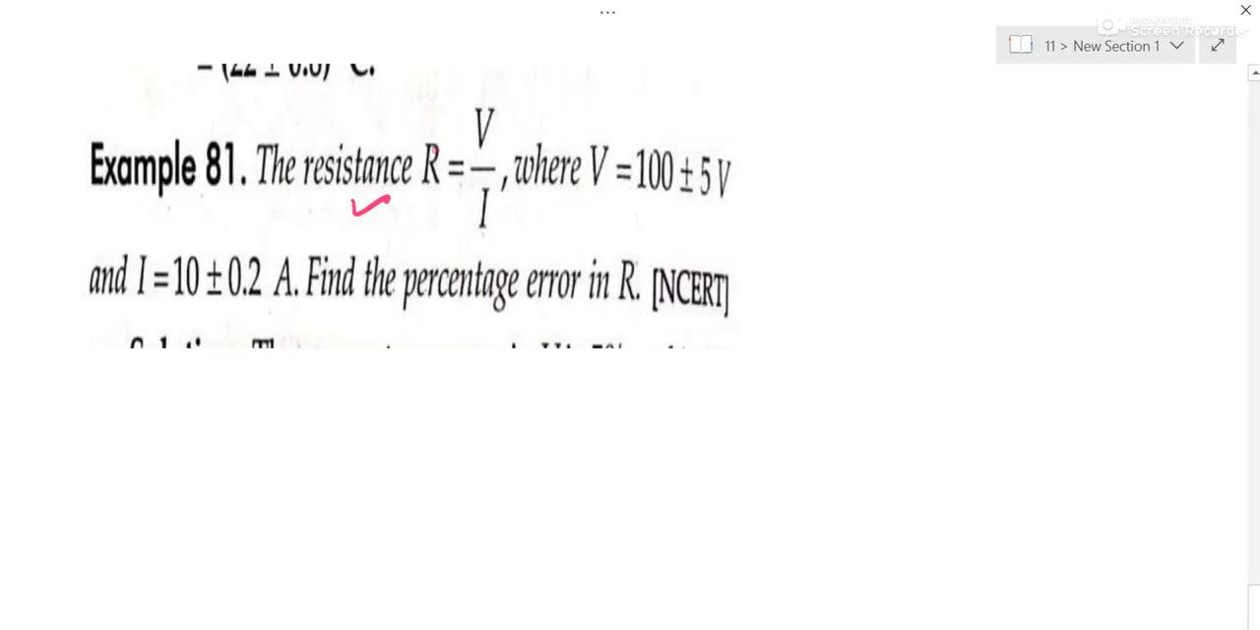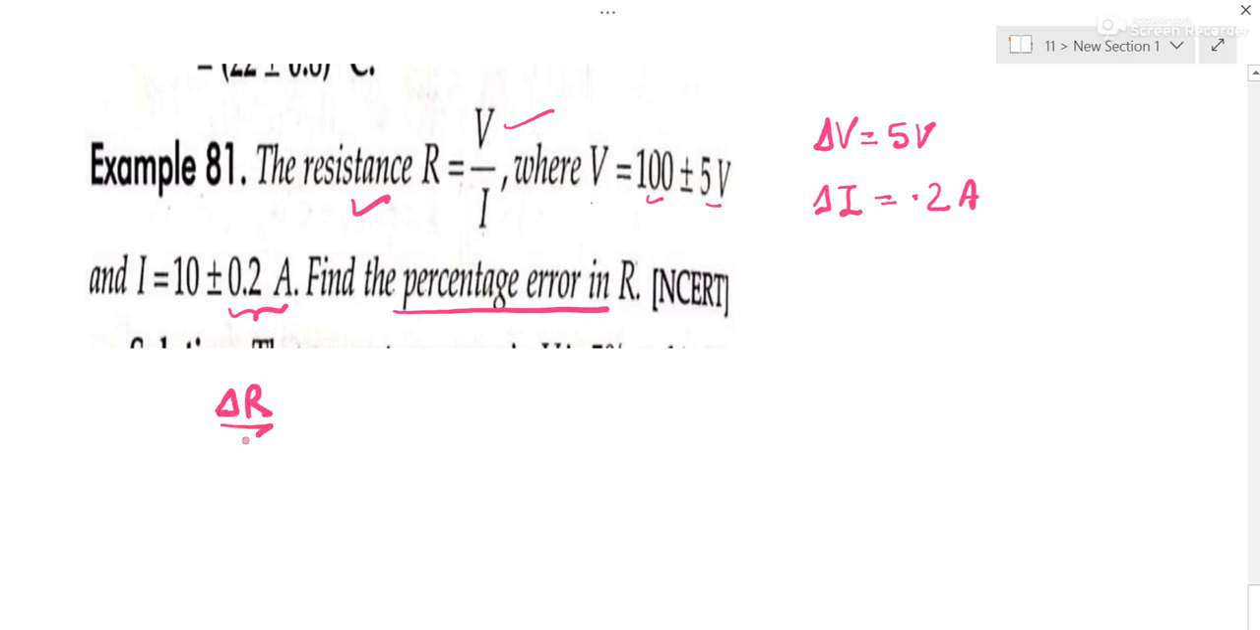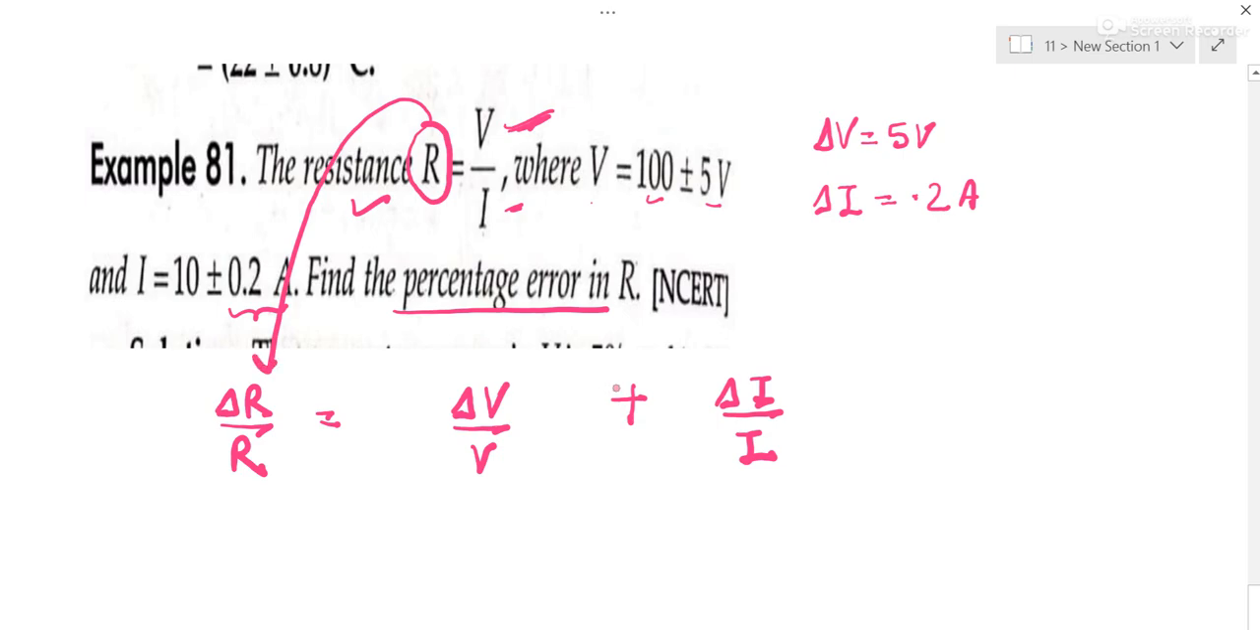So let us get to the next numerical. So let us see this numerical. Resistance is equal to V by I, that everyone knows. Voltage is this. So this is main value, this is error. 5 volt is error in voltage. This is error in current. We have to find the percentage error in R. So again, relative error in resistance is equal to sum of, though the numerical is of division, sum of individual errors of the quantities voltage and relative error of current. Its relative error is equal to sum of relative errors of upper quantity and relative error of lower quantity.